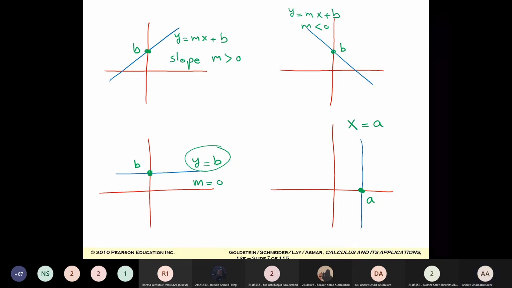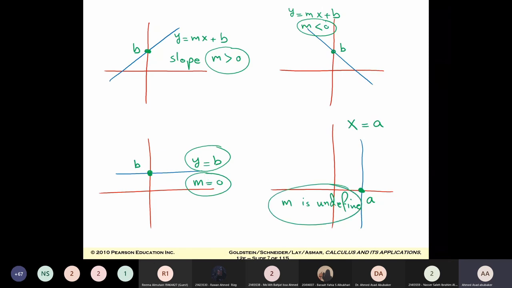What's the slope value in the fourth line, the vertical line? 0 if we have horizontal, but here no. Good. The slope m is undefined. So we have slope positive or negative, 0, and undefined. This is the four cases for any slope.